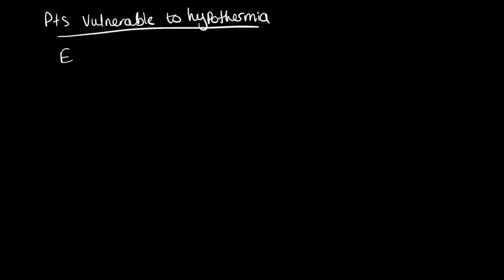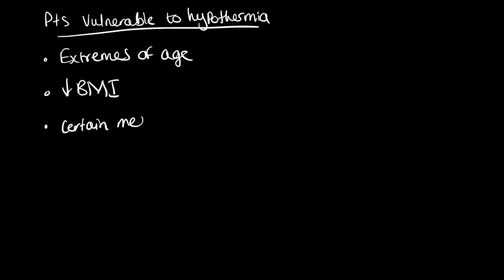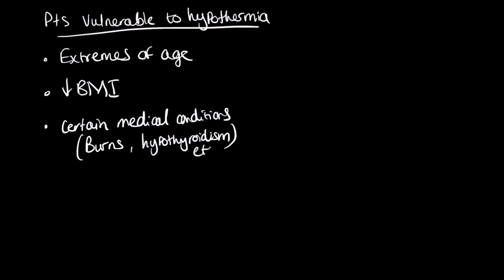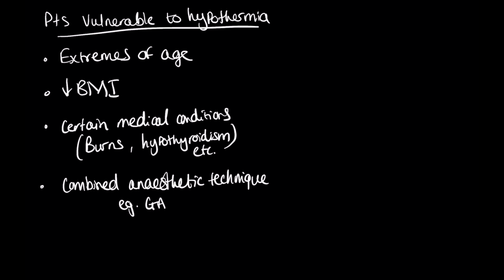There are specific groups of patients that are particularly vulnerable to hypothermia, and these include patients at the extremes of age, such as neonates and the elderly, patients with a low BMI, patients with certain medical conditions such as burns or hypothyroidism, patients who have a combined anaesthetic technique such as a GA and a spinal, and patients who are undergoing prolonged surgery or surgery with an open cavity such as a laparotomy.